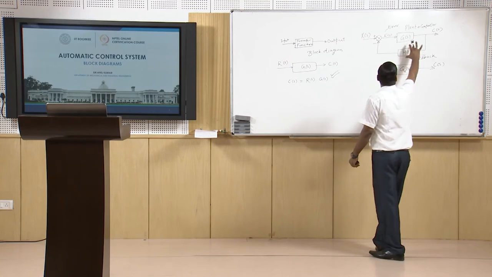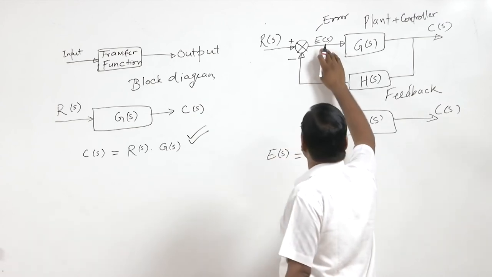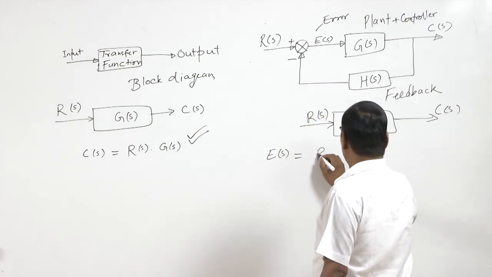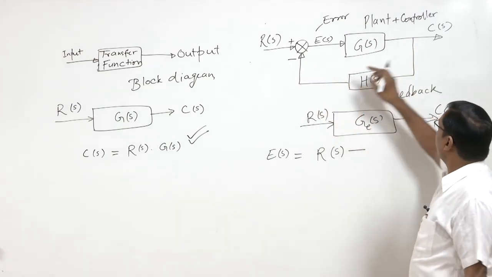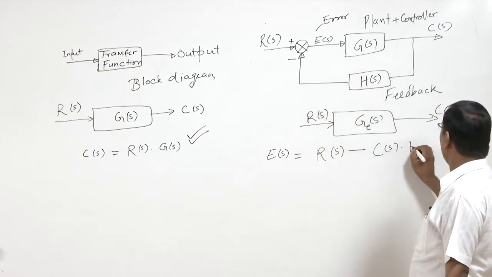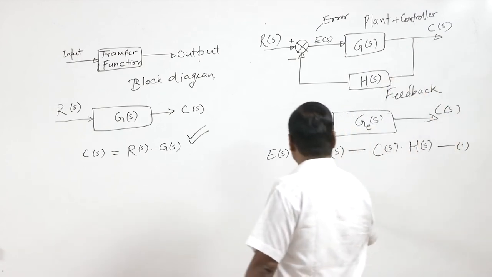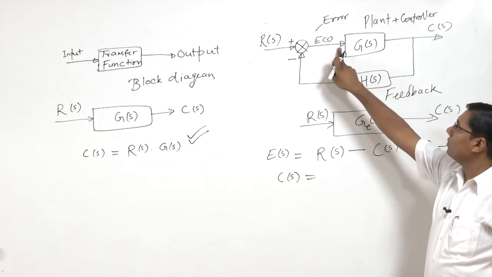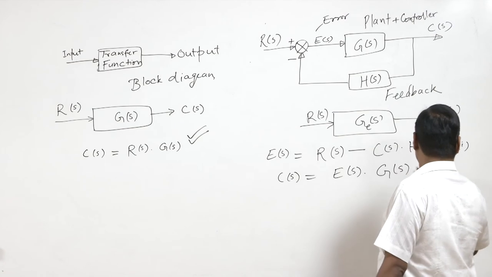So now here we can use something like, what is E(s)? E(s) is the error function, that is R(s) minus, it is a summing junction, R(s) minus H(s) into C(s), because what will reach here will be C(s), so C(s) into H(s) will reach here. So this is equation number 1. Now what is C(s)? C(s) equal to E(s), because this is the input to this block, so E(s) into G(s). So this is equation number 2.